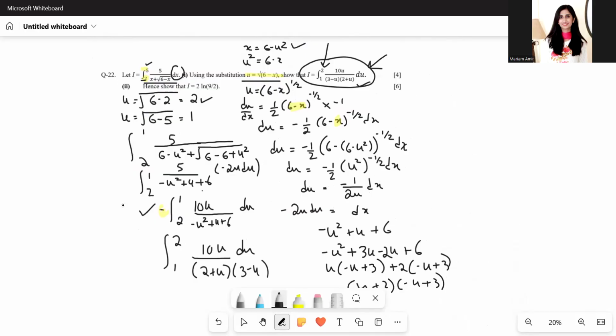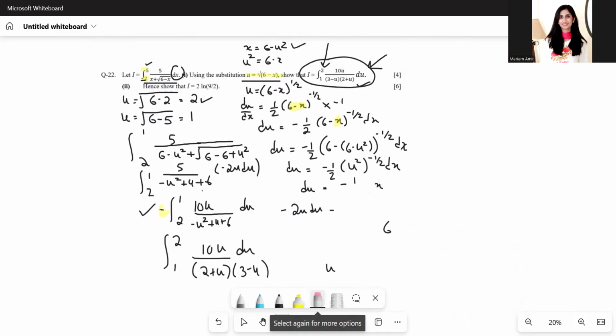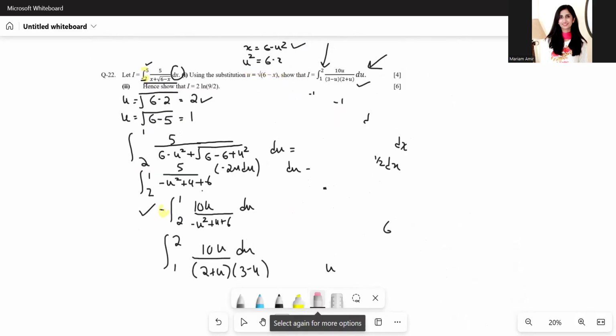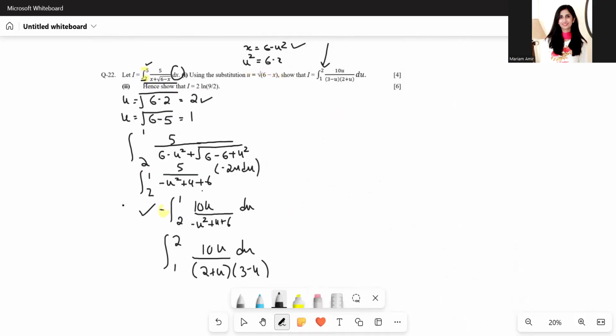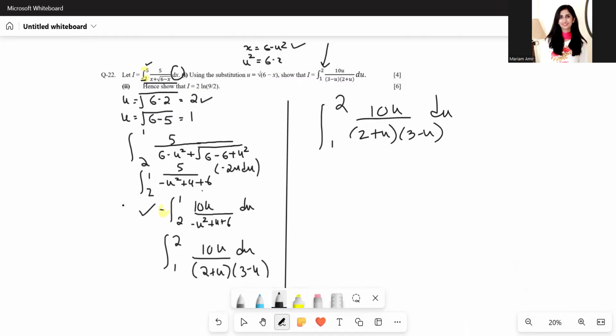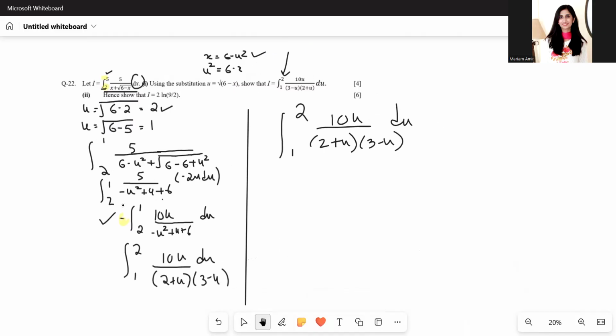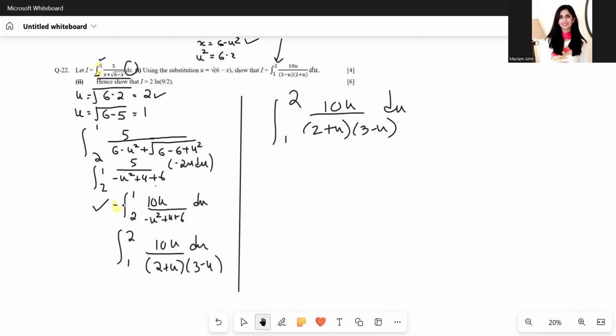Okay, part 2 says, hence show that I is equal to that. That means that now we integrate it. So now we integrate 10u upon (2 plus u)(3 minus u) du. Okay, so we will be using integration by parts here.